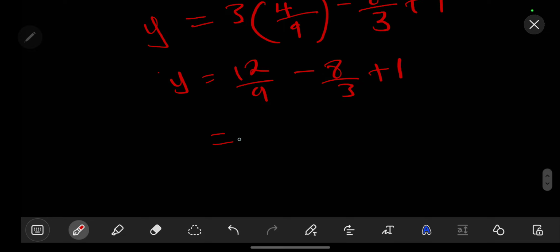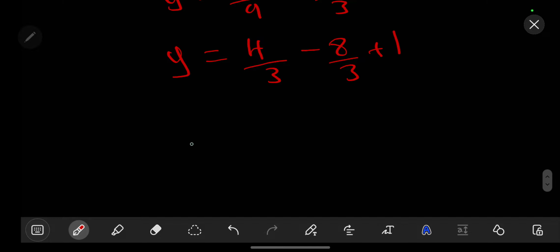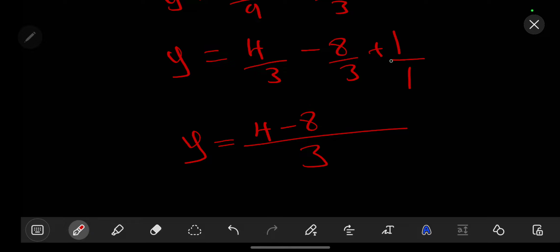Let's reduce it a bit further. Let's divide by 3 in here, it's 4. 3 in here, it's 3. Then we have minus 8 over 3 plus 1 like that. So our y at the vertex, let's pick 3 as our common denominator throughout. 3 divided by 3 is 1, times 4 is 4. 3 divided by 3 is 1, times 8, it will be negative 8. 3 divided by 1 is 3, times 1, it will be plus 3 like that.